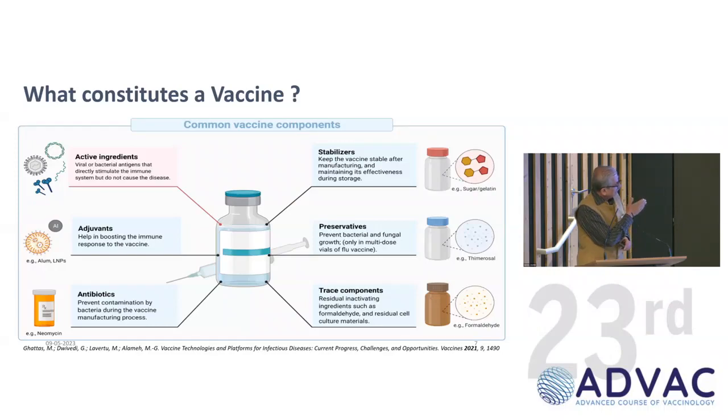So active ingredient, adjuvants, antibiotics, stabilizers, preservatives, and trace components. But particularly important is most of the times we get stuck with the antigen, the active ingredient. But adjuvants, don't forget that, because after all, why are they added? To immune potentiation or boosting the immune responses. So they are also associated with adverse events. And particularly, we discussed, and it was mentioned twice in the morning session, the influenza vaccine associated with narcolepsy. A particular brand was there, which has a particular type of antigen adjuvant.